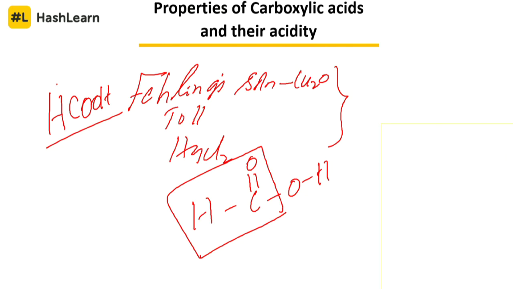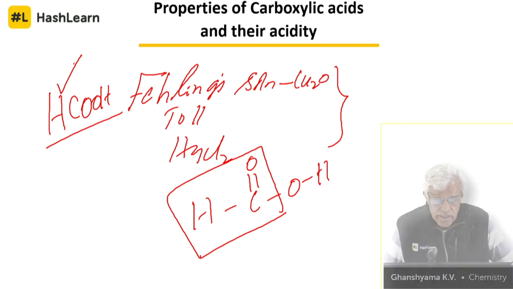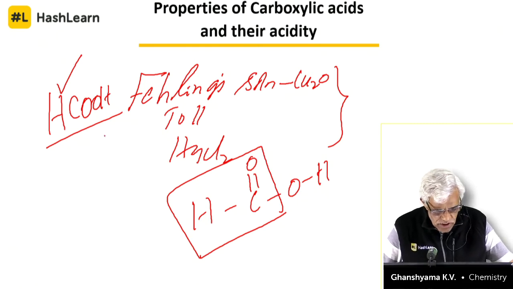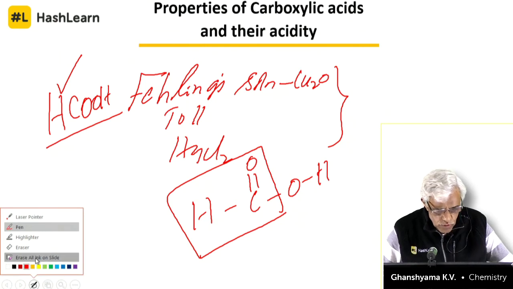Therefore, it behaves like an aldehyde, hence it acts as a reducing agent. Give an example of an acid which is a reducing agent: formic acid, because it has an aldehyde group. So, it will reduce Tollens', Fehling's, mercuric chloride, etc. These are some of the properties which I wanted to explain.